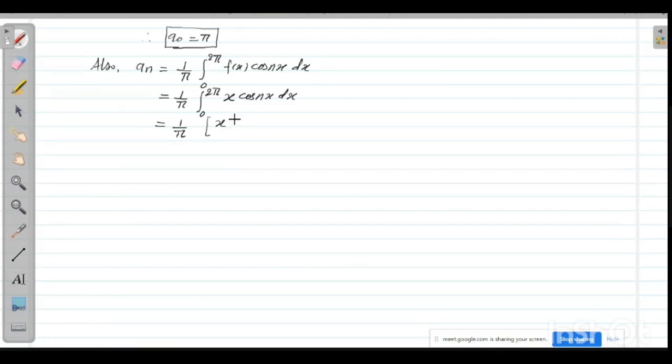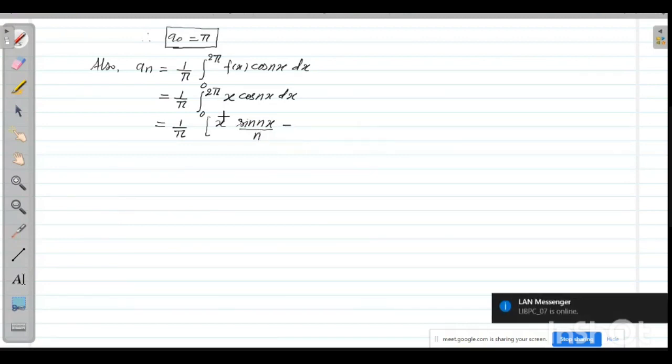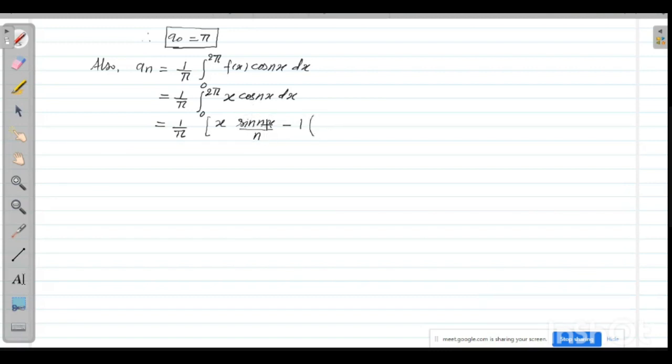What is the integration of v? Sine nx divided by n, and minus derivative of this u, that is 1, and integration of this. What is the integration of sine? That is minus cos nx, divide by their coefficient n, or n is already here, so this becomes n square.